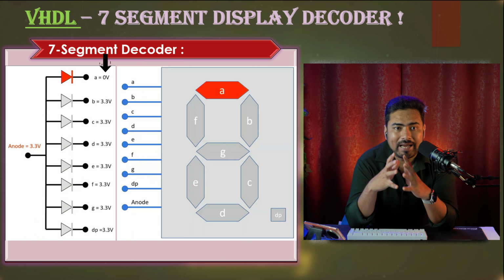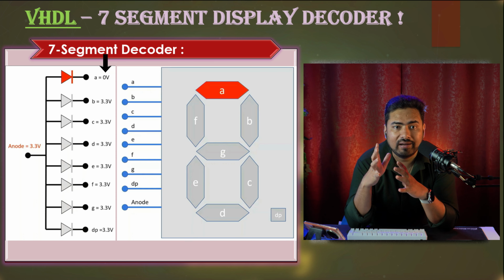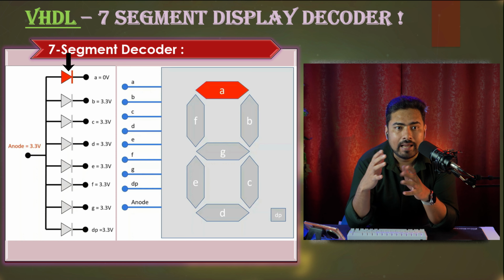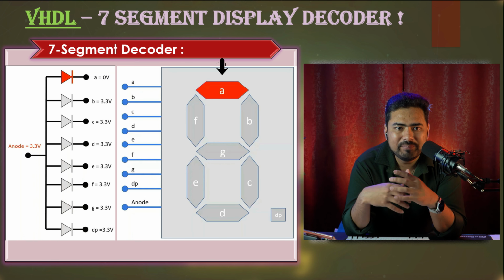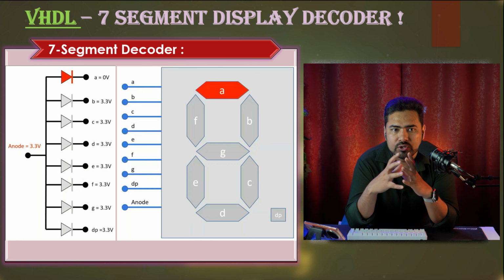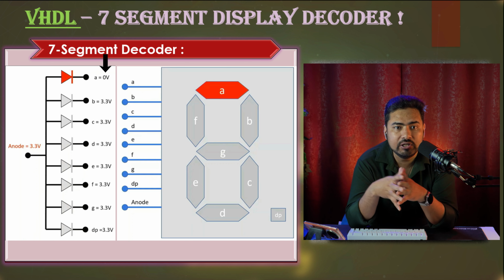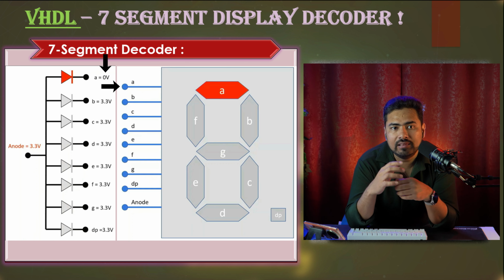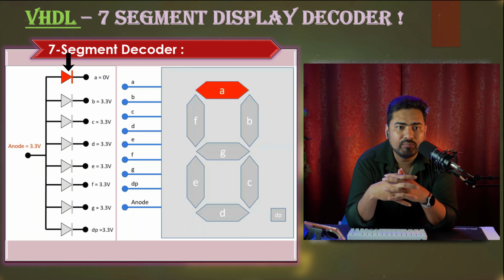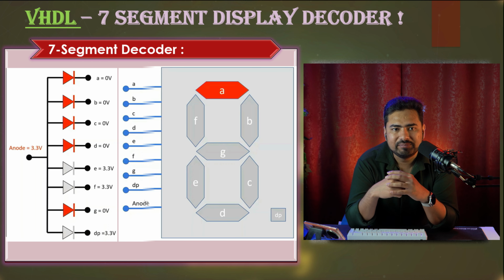So this second terminal will be 0 or grounded, and then current will flow through these LEDs and your LED will turn on, right? For example, consider this first LED or segment A. When you apply logical 0 to this terminal, then the current will flow through this LED and it will glow, right? So this is the basic concept.